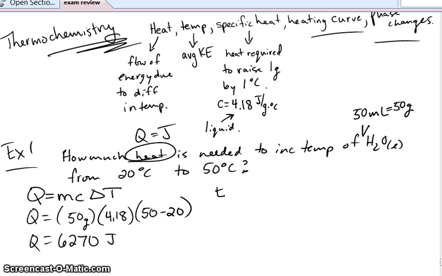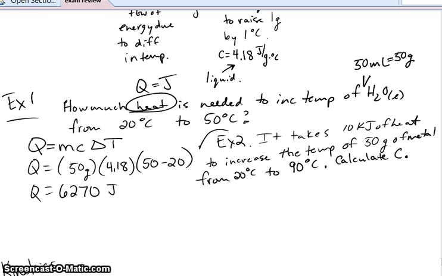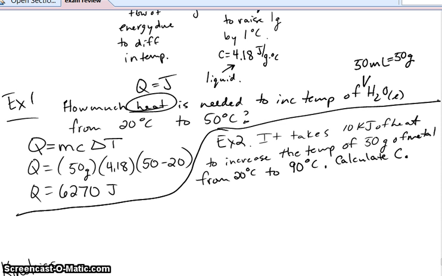Here's example problem 2. It takes 10 kilojoules of heat to increase the temperature of 50 grams of metal from 20 Celsius to 90 Celsius. Calculate this element's specific heat, C.